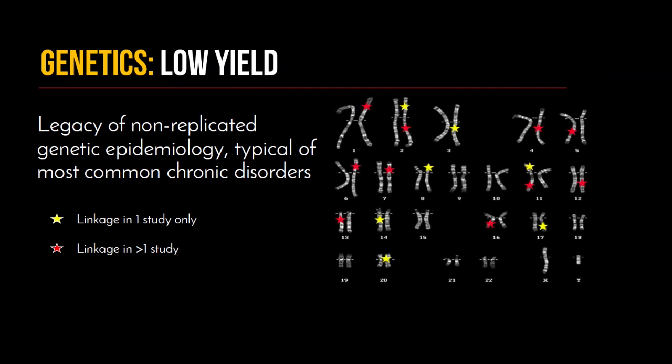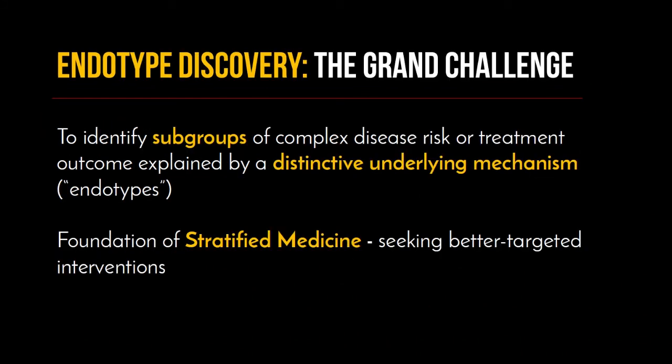Another reason for understanding heterogeneity in disease is because of the low yield of replication in genetic studies. So this example is taken from asthma, which is the disease area I predominantly work in. And we see that there's a 50-50 chance of replication of genetic hits. Each of these represents one of the chromosomes, and those stars are SNPs that have been found to be significantly associated with asthma. And we see that there's really poor replication. And one of the questions is, why is there such poor replication if we believe that there are genetic causes for these diseases? So this is the motivation for endotype discovery.